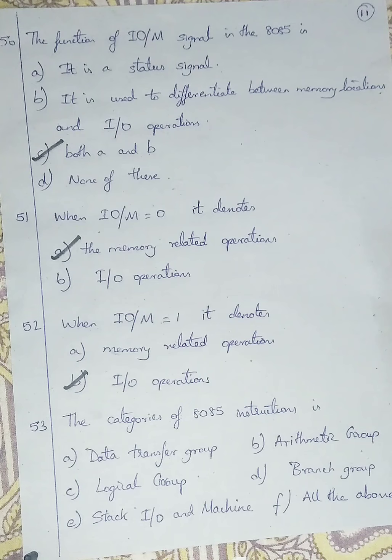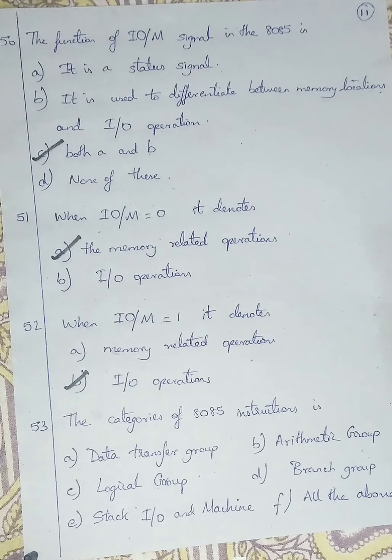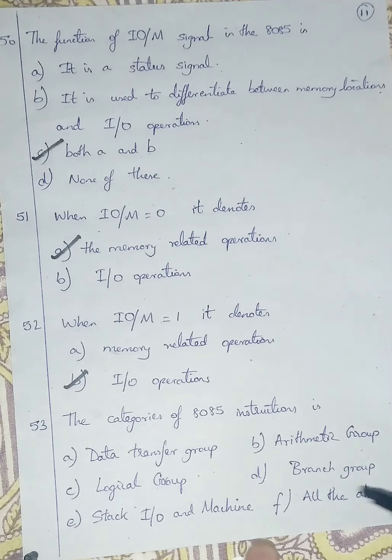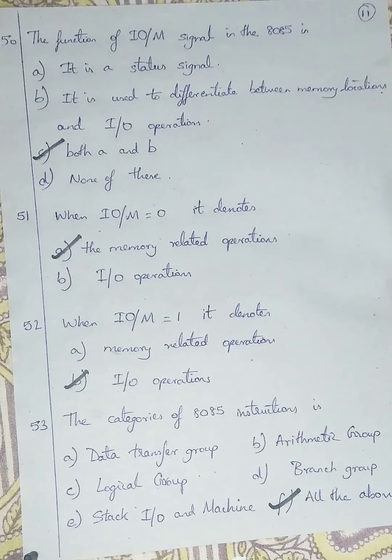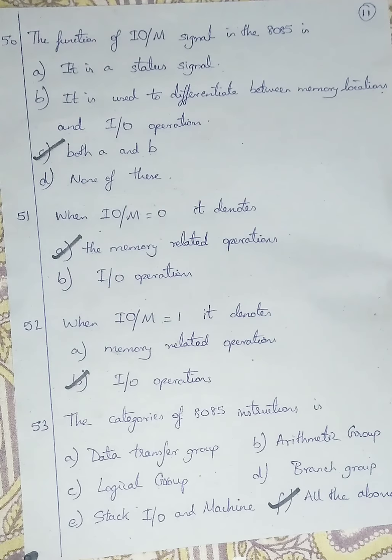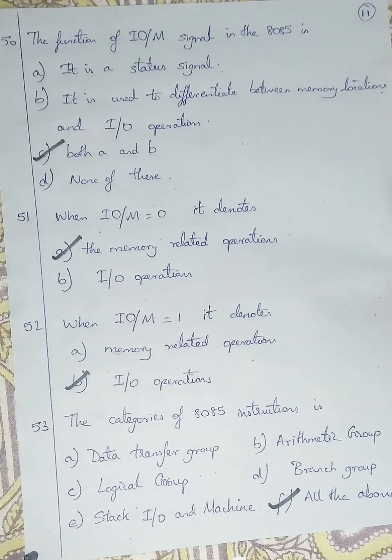The categories of 8085 instructions are data transfer group, arithmetic group, logic group, branch group, and stack, input, output and machine group. These are the categories of 8085 instructions. There are generally five kinds of instructions. So I'm going with option F, all the above.